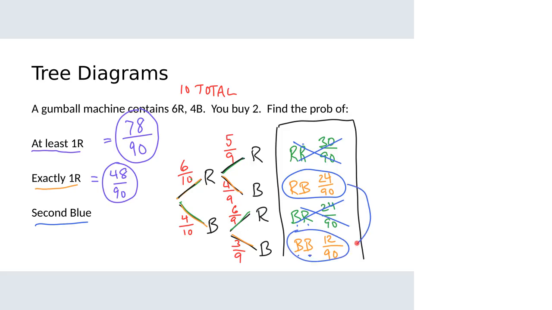So I'm going to add these together and have, let's see, that'll be 24 over 90 plus 12 over 90 is 36 over 90.